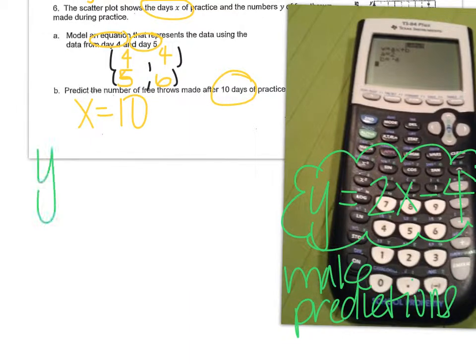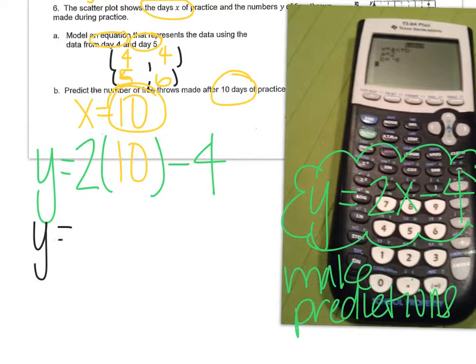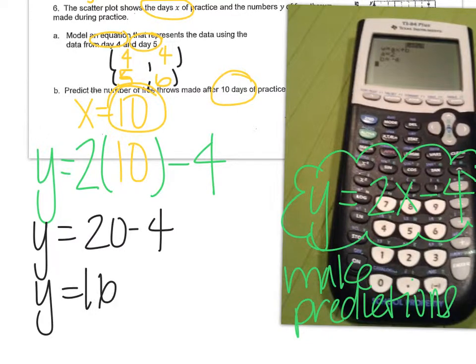So I'm going to take my equation, which is y equals 2x, I'm going to leave a blank for x, minus 4. Instead of x, I'm going to put in 10 because that's what I know my x value is. And if I work that out, I get y equals 20 minus 4, which is y equals 16. So after day 10, there would be 16 free throws made.